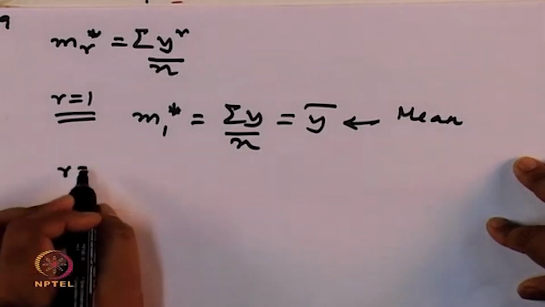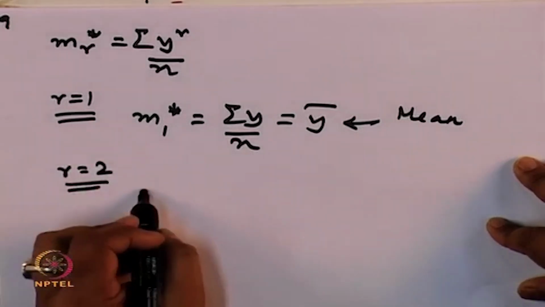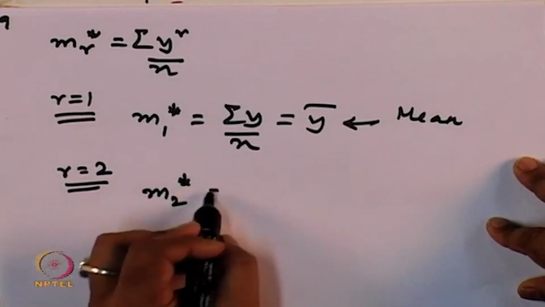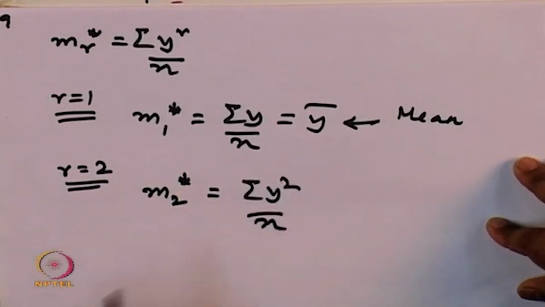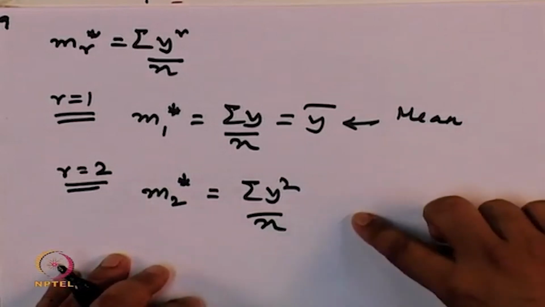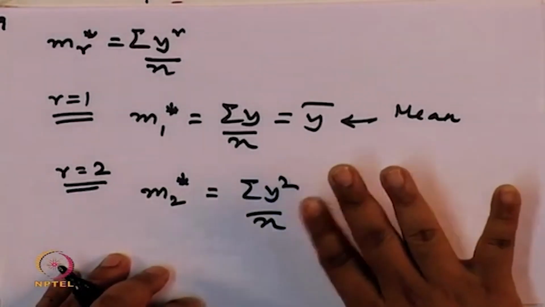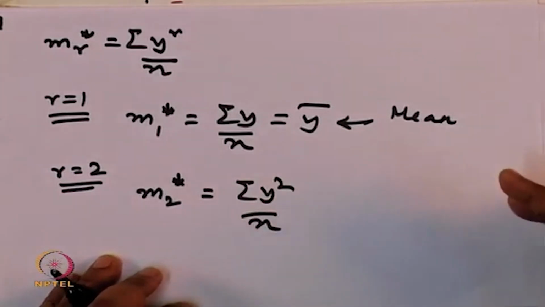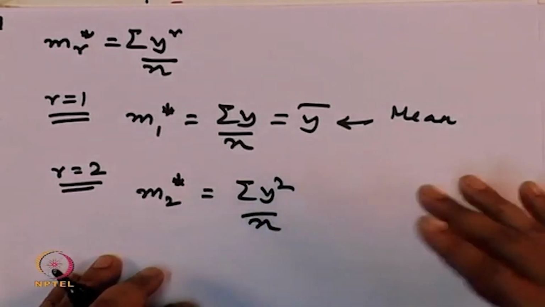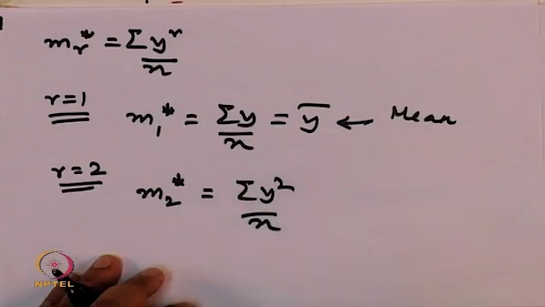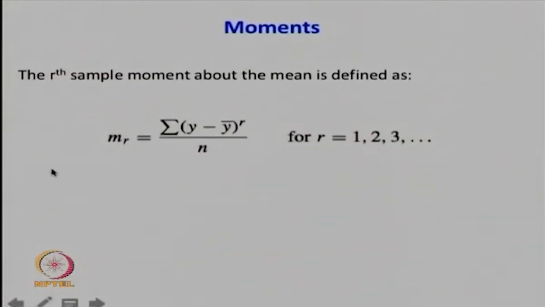What about r equal to 2? Then I have m2 star about 0 as summation y square by n, right. I know that the way standard deviation or variance is defined, you have a term of y minus y bar whole square by n. So, in other words, the rth sample moment about the mean would have this particular value, which is mr equal to summation y minus y bar whole to the power r by n. Okay.